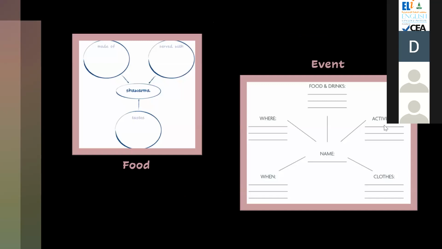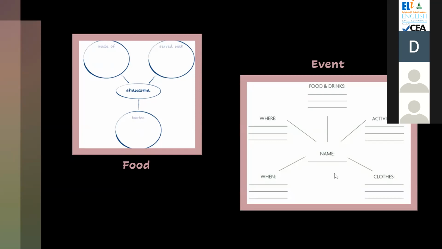A couple of examples of them. I've got a very simple one on the left. We're talking about a food, shawarma, and you can guide your students. What is it made of? What is it served with? How does it taste? Very simple.